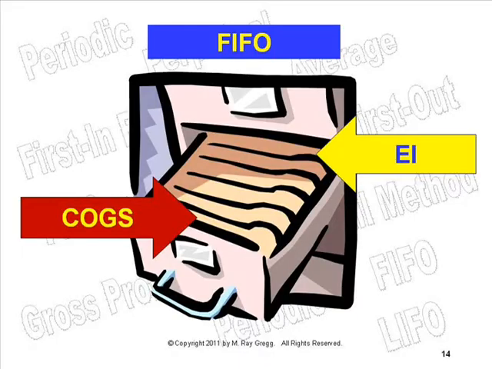Under the FIFO assumption and under the LIFO assumption, you could be asked either question. You could be asked to find ending inventory or cost of goods sold. Under the FIFO assumption, ending inventory is at the back of the drawer.